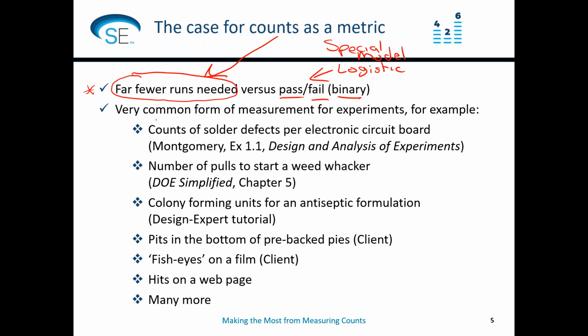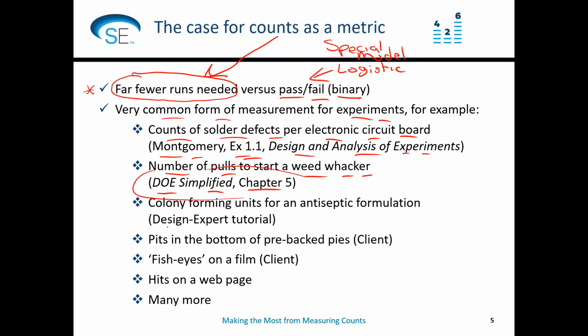Then beyond that, it's just that counts are very common in different experiments. And these are some of the things I pulled up, but I could pull up many more examples. But Montgomery's book, Design and Analysis of Experiments, example 1.1 provides a situation where you're counting the number of solder defects per electronic circuit board. So that's a common type of thing in electronics. My example from around the home here was the number of pulls trying to start a weed whacker. And that I wrote up in chapter 5 of DOE Simplified.